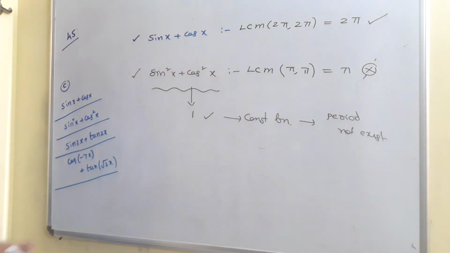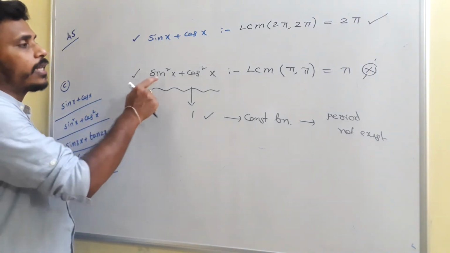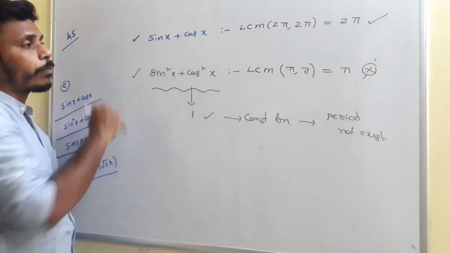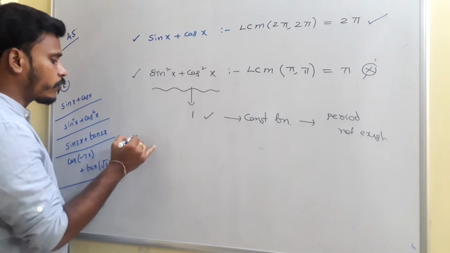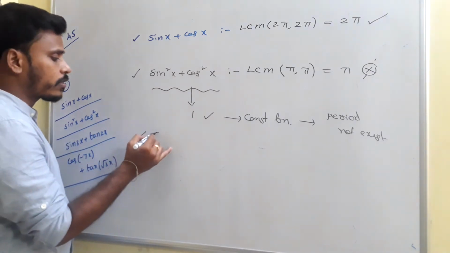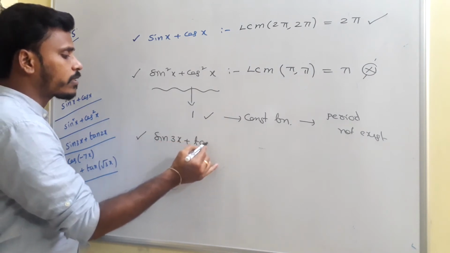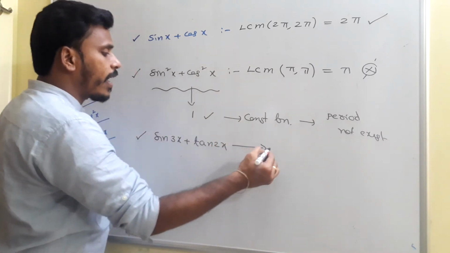Just have a look. As per the theory of LCM, the LCM of pi and pi is pi. So you may think that pi is the periodicity of this function, but the periodicity does not exist for this function. I have another function here, sin 3x plus tan 2x. What to say about sin 3x plus tan 2x? See, this is 3x and this is 2x. We don't have any direct relation.